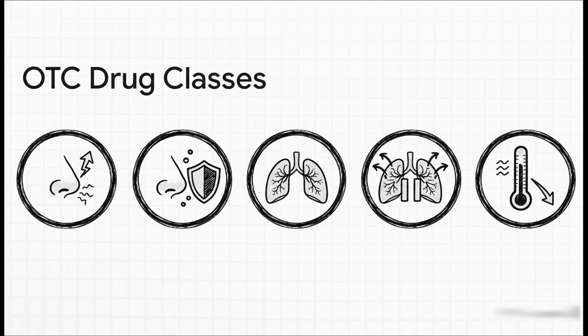For a stuffy nose, we've got decongestants. For sneezing and runny noses, antihistamines. To calm down a hacking cough, we use cough suppressants like dextromethorphan. And to loosen up all that gunk in your chest, we use expectorants like guaifenesin. And of course, for the aches, pains, and fever, we've got our old friends acetaminophen and ibuprofen.